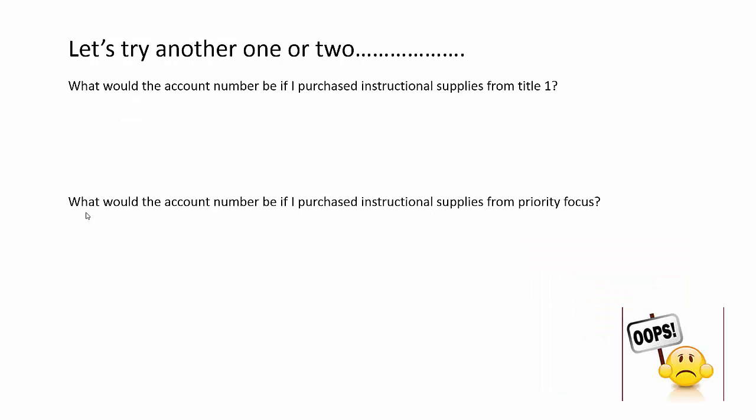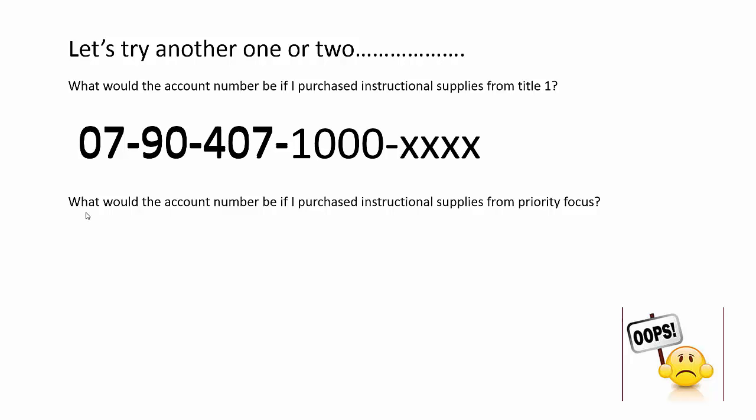Let's try another one or two. What account number would you use, again, we're at building 407, if I wanted to purchase supplies from Title I? I indicated earlier that Title I is included in the federal funds fund 07. Again, we use 90 for our responsibility, 407 for our location. Instructional supplies, as I indicated earlier, instruction is 1,000. The GPP, we leave blank at this moment. And supplies, as we know, is 56100.